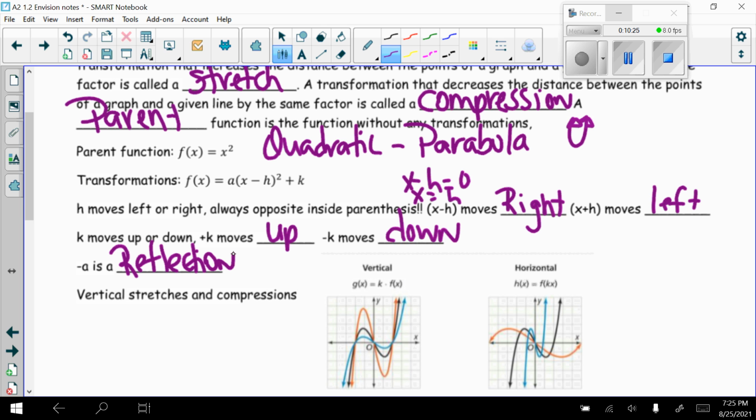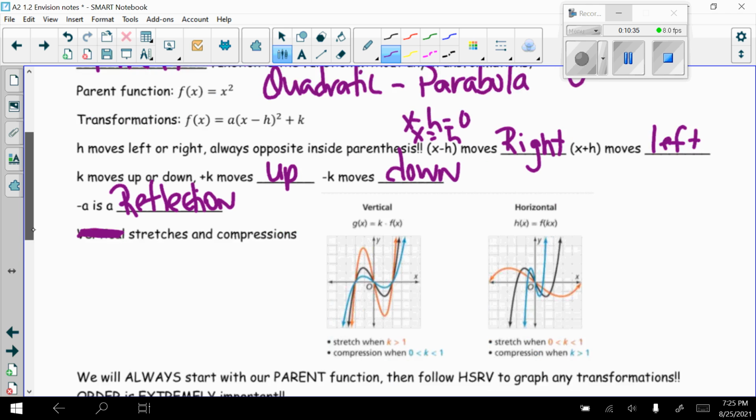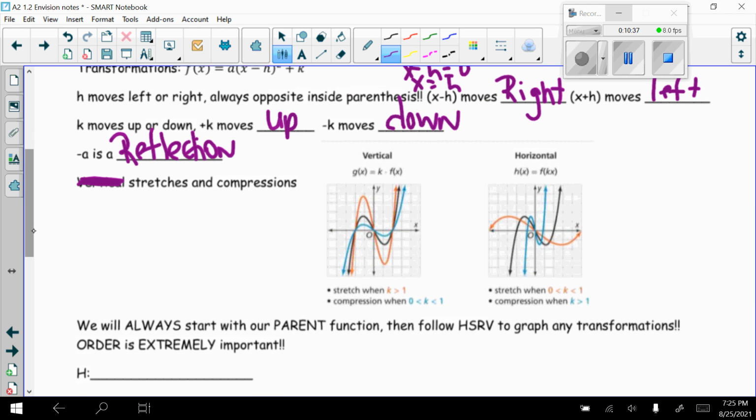Now we're going to talk about vertical stretches and compressions and horizontal stretches and compressions. So here we're just going to talk about stretches and compressions. We can get rid of that vertical right there. We're going to talk about both of them. So this first picture shows me vertical. Okay? The black graph is the parent.